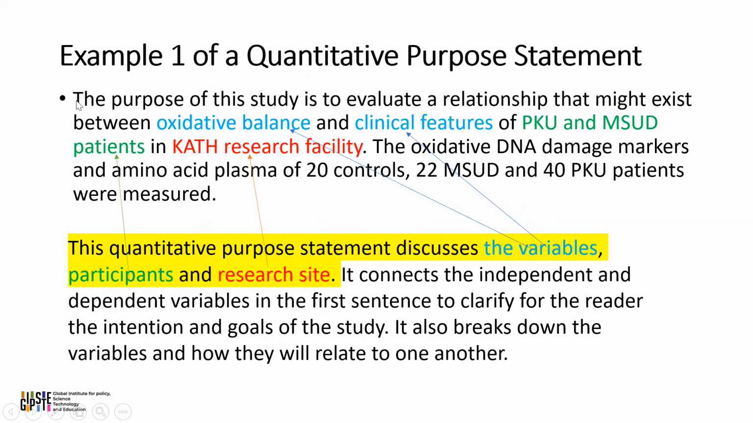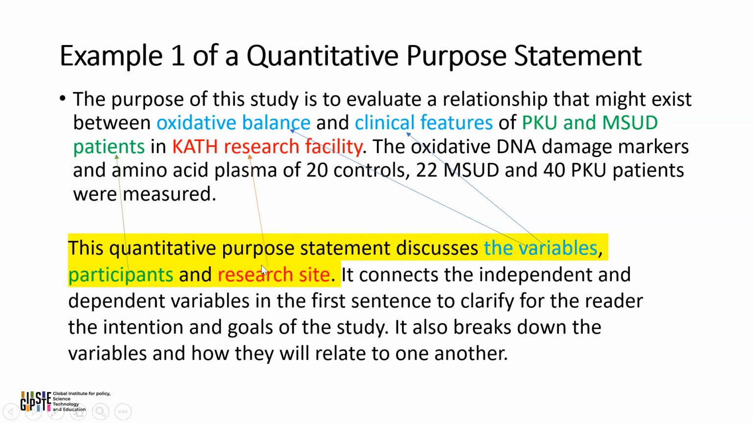Let's look at the typical example. It reads, the purpose of this study is to evaluate a relationship that might exist between oxidative balance and clinical features of PKU and MSUD patients in CAF research facility. The oxidative DNA damage markers and amino acid plasma of 20 controls, 22 MSUD, and 40 PKU patients were measured. Let's try to analyze this particular purpose.